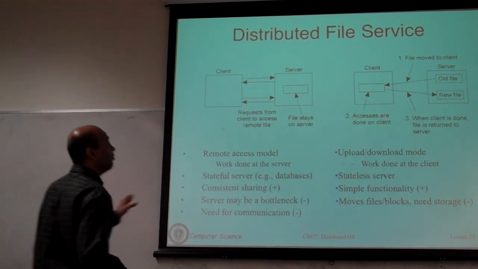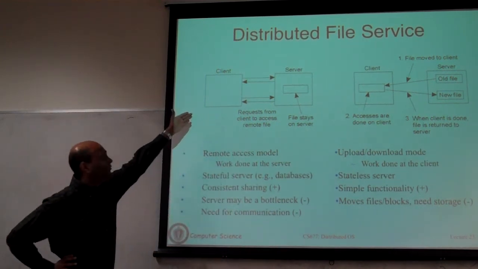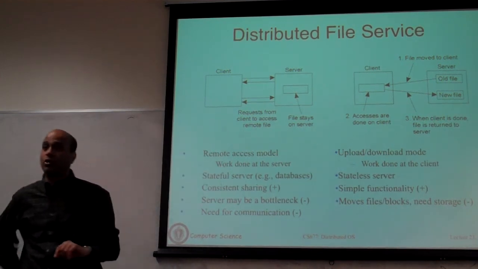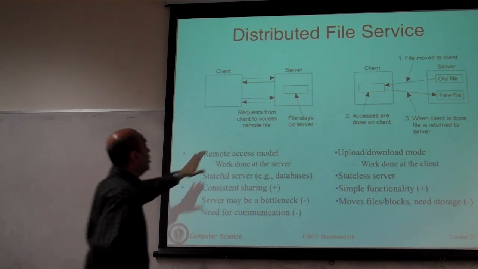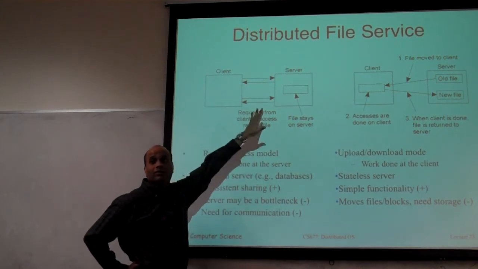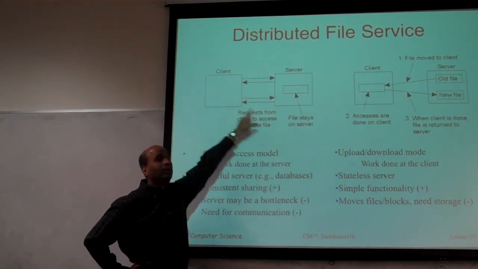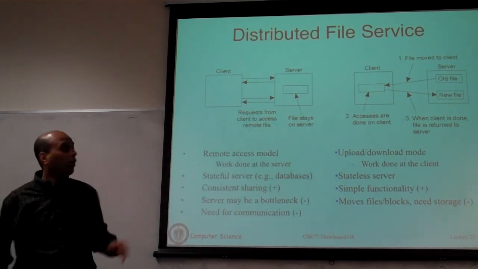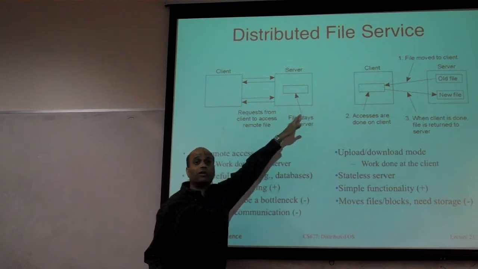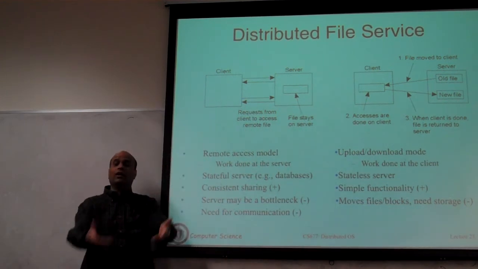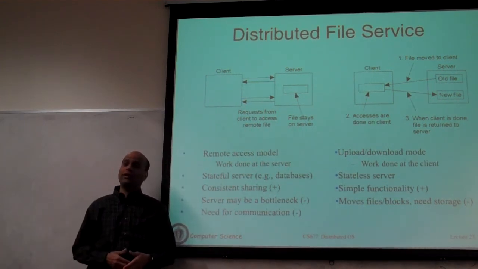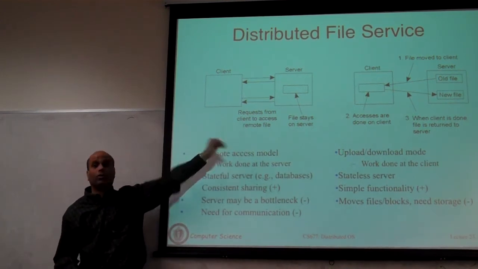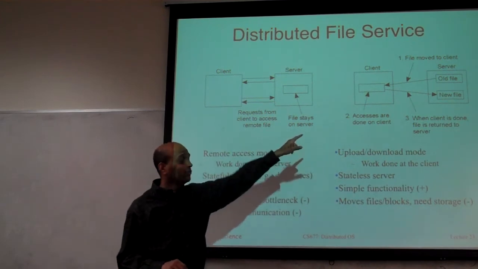There are two canonical models for distributed file systems. One is referred to as a remote access model. The other one is referred to as an upload-download model. Okay? In the remote access model, anytime a client wants to access files that are stored on a server, it just sends requests to read, write, open files, close files. All of those requests are processed at the server and results are sent. So if you say read some number of bytes from a file, you send that request and the results come back. Okay, so all of the processing is done by the server, or the work is done by the server.